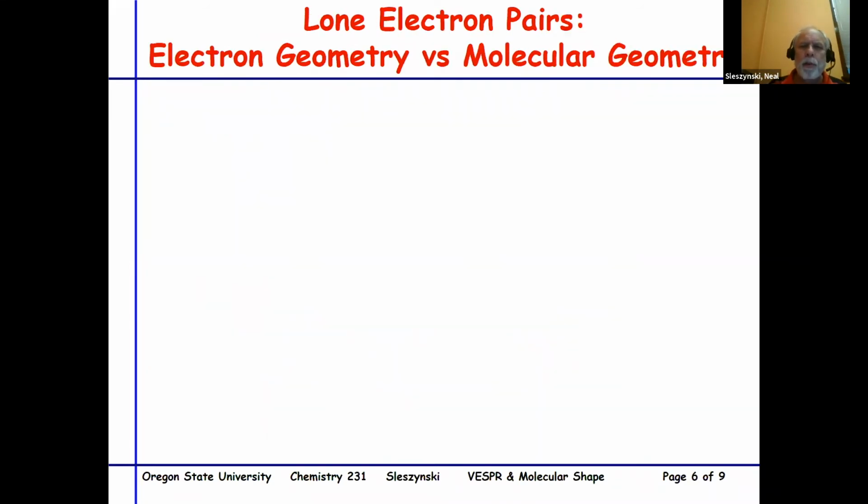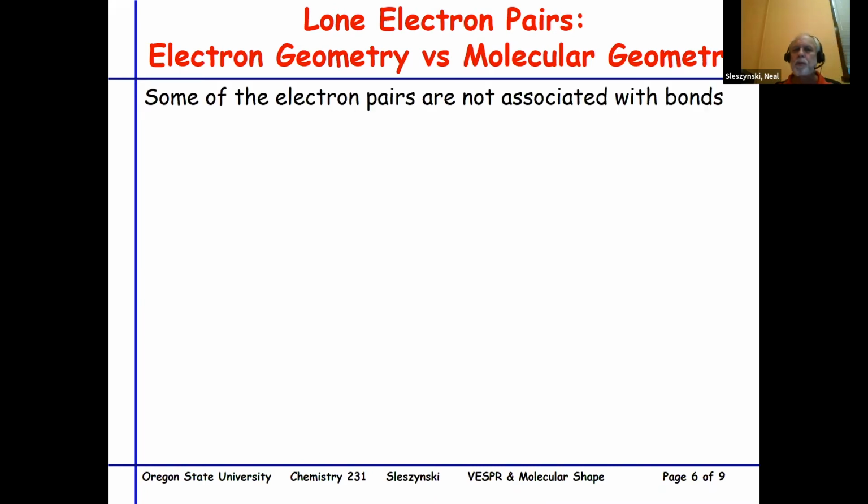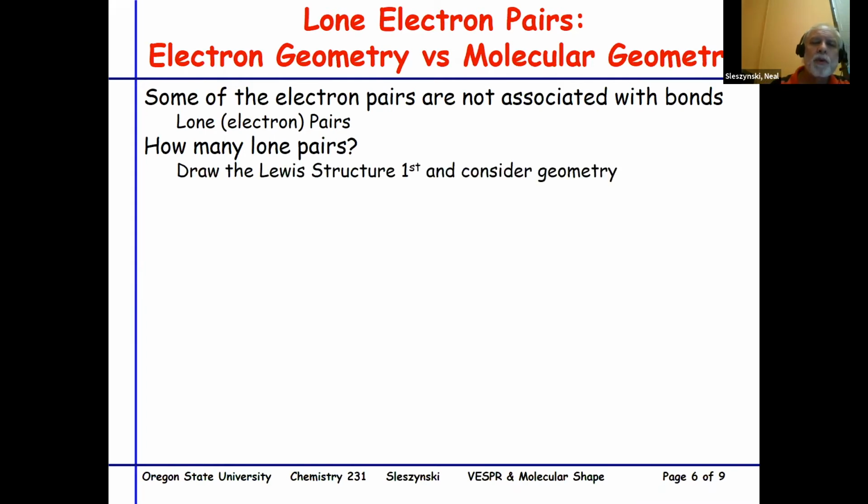All right, so lone pair electrons, electron geometry versus molecular geometry. So obviously some of our electron pairs are not associated with bonds. We refer to these as lone electron pairs. Well, in any given molecule, how are we going to determine how many lone pairs that we have? Well, of course, we're going to draw our Lewis structures first. That's why it's so important for us to be able to build on a solid foundation of the understanding of Lewis structures. And then we'll start to consider our geometry.